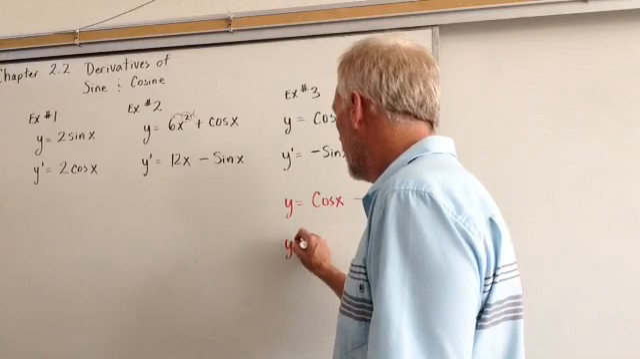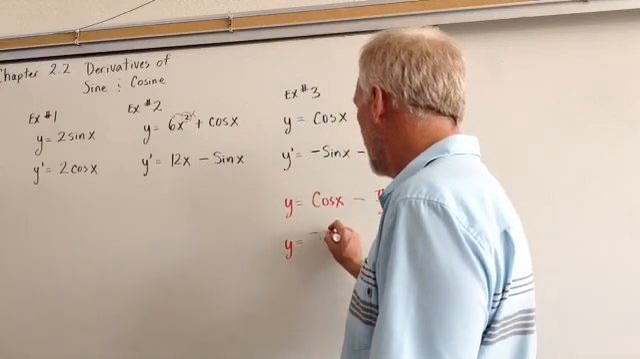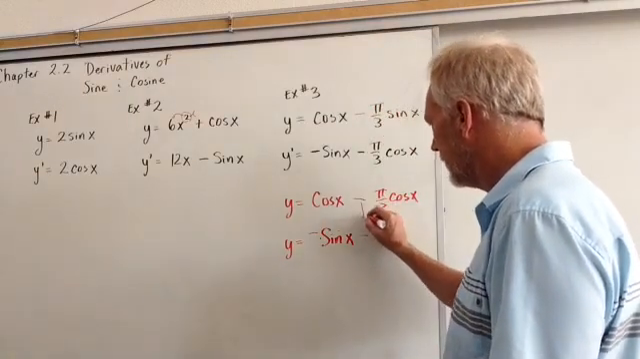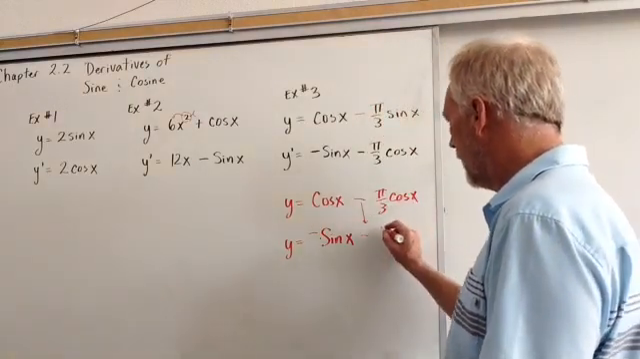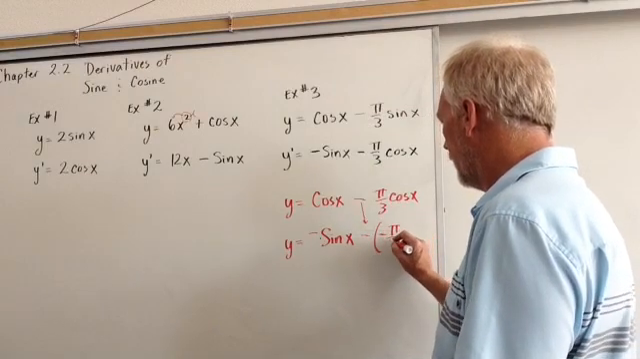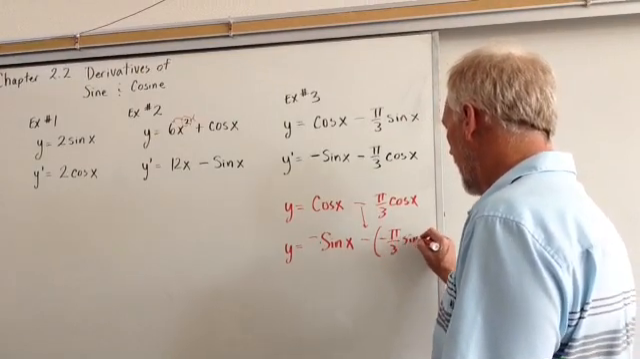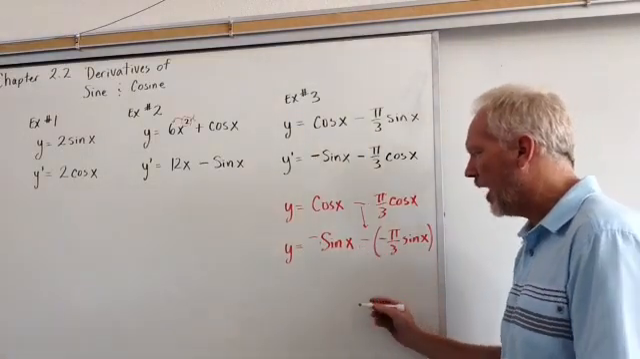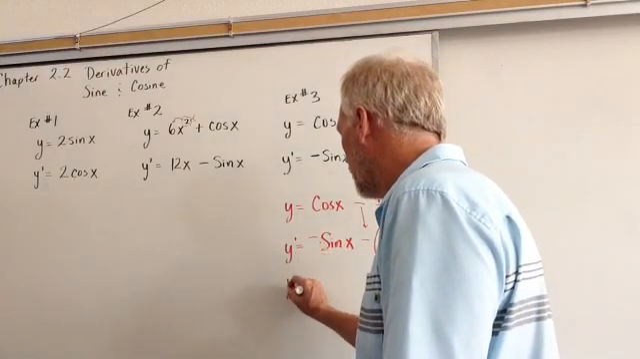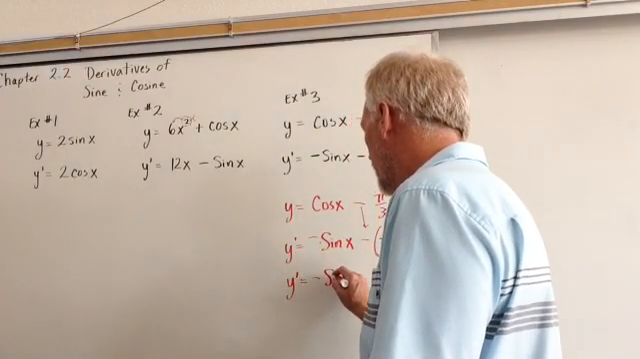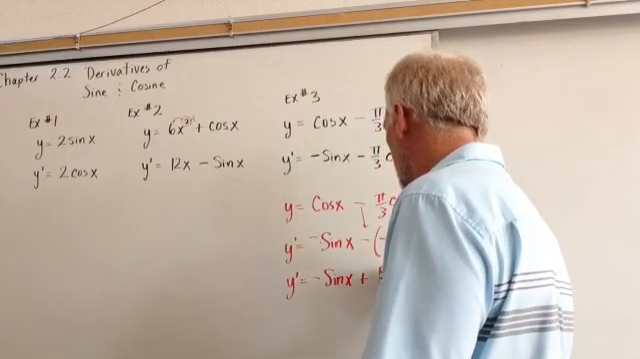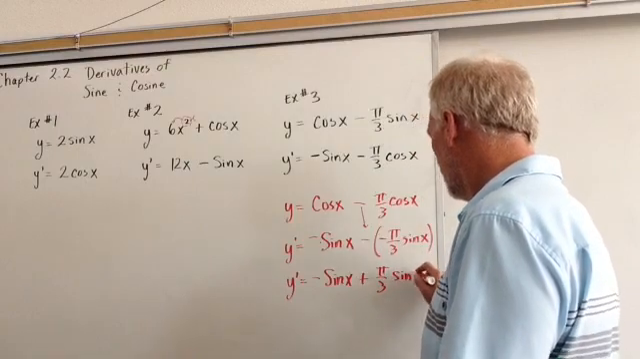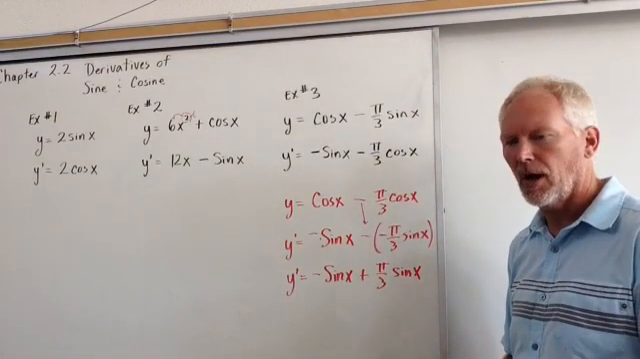Well, y prime is going to equal negative sine of x. And then this stays the same, but now this becomes negative pi over 3 sine of x. And so what you'll notice is that those two negatives become a positive, and so y prime is equal to negative sine of x plus pi over 3 sine of x. And there you go. Okay?